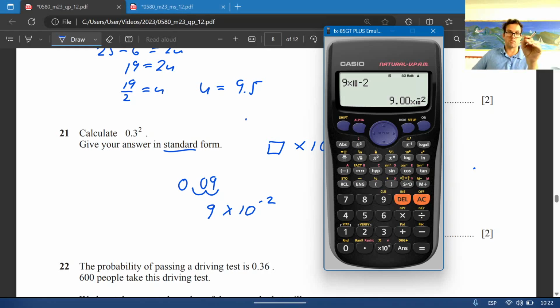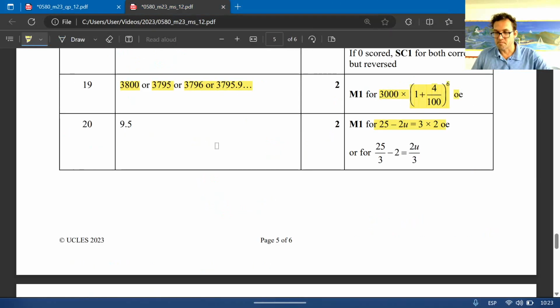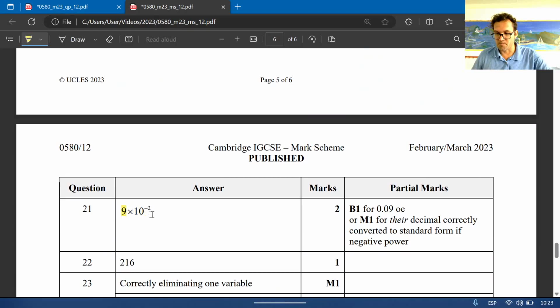Because I pressed 3, you get 0.00. Your calculator gives you anything you type in standard form, rounded to 3 significant figures. To change it back, press Shift, Setup, we want Norm for normal, and then press 1 or 2, press 2 just because I say so. And you're back to being normal. So the final answer is 9 times 10 to the power of minus 2. There we go.